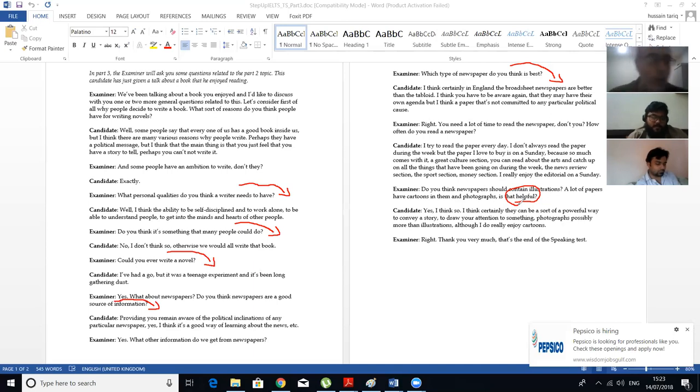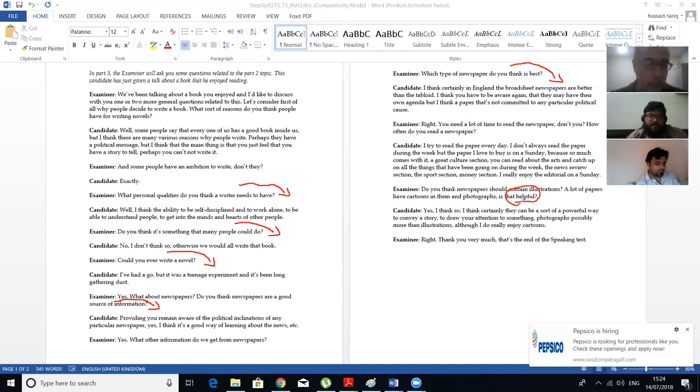Now the next one, could you ever write a novel? You see that your voice is going up, and that's a mistake because it's a question. So your voice should fall. The right sound should be like this: could you ever write a novel? So the voice falls at the end of the question because it's a question.